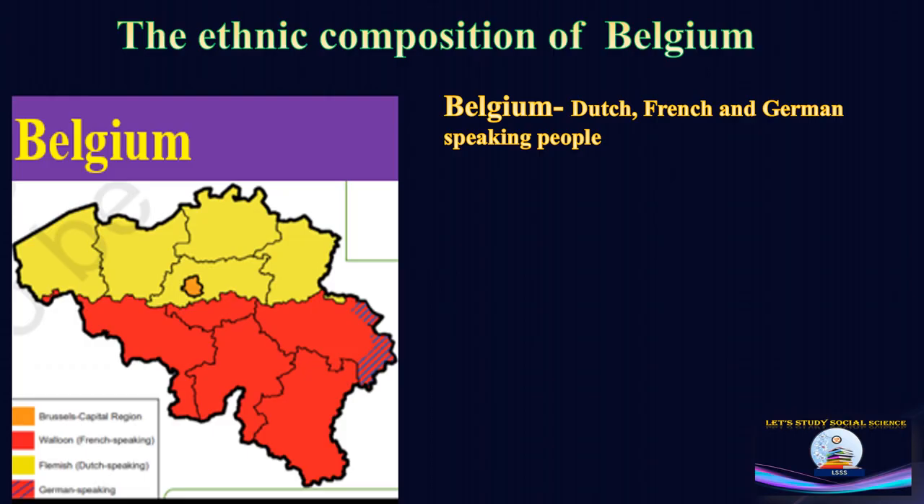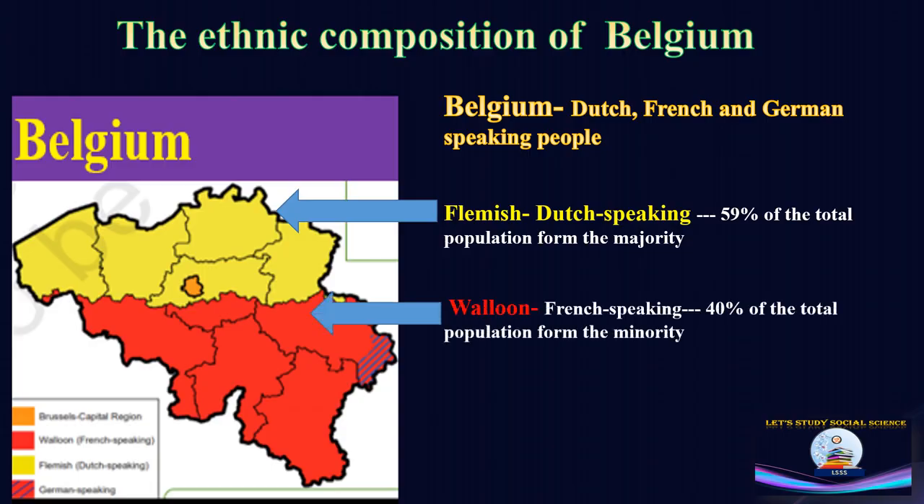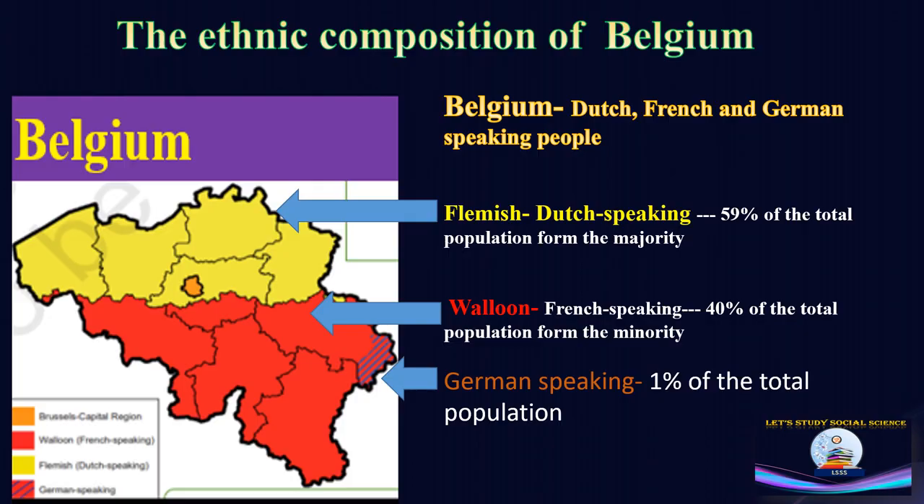As we can see, two regions of Belgium. The yellow part is Flemish region, where 59% of country's total population live and speak Dutch language. The red part is Wallonia region, where another 40% people live and they speak French language. This dark red area with the lines is the area where 1% Germans live. And in the middle, the orange part is the capital of Belgium, Brussels.